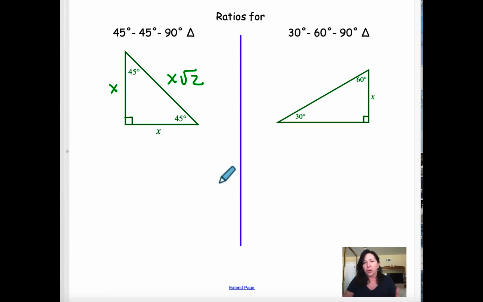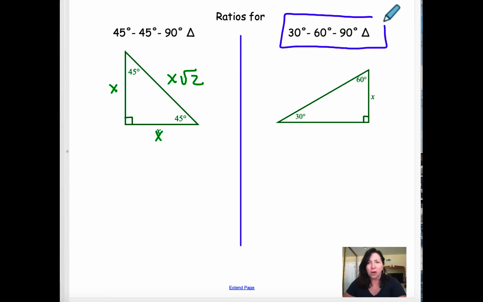And that works for a 45, 45, 90, and that's my special right triangle. I also have another special right triangle, and this is what we call a 30, 60, 90. I like to use a different letter just because I try to keep the distinction between the two. With the 45, 45, you have two of the same angles. You always use root 2. However, with the 30, 60, 90 right triangle, you're going to use root 3.